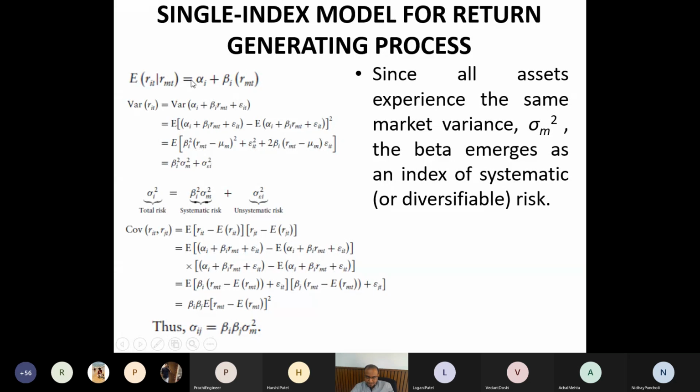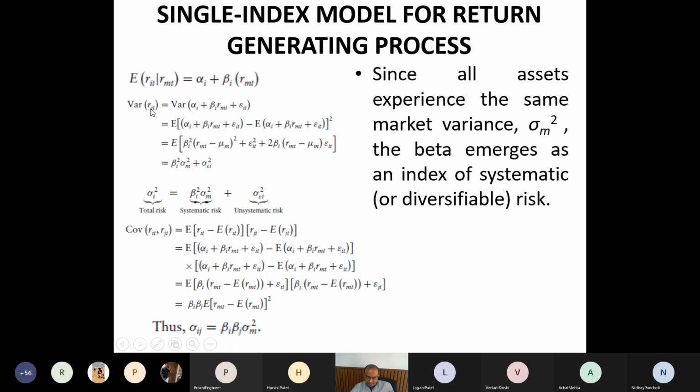So on average, it follows this straight line equation, alpha I plus beta I RMT. That is what we want to say. So if we know RMT, we can find the expected return of any individual security which is part of the market using this model.